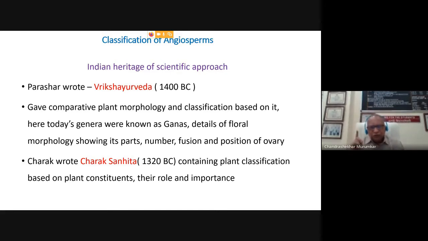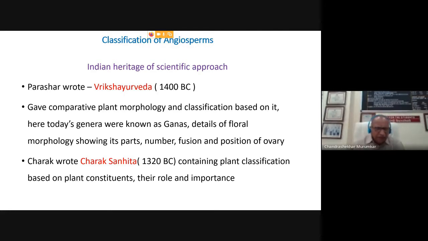He also knew about its parts, calyx, corolla, androecium, gynoecium, and accordingly he used these characters in the classification system. He knew the importance of number, so he mentioned 4 petals, 5 petals, 6 petals, stamens, and so on. He also knew about the fusion of the components, so syngamy, sympetaly, epipetalous condition, gamopetalous condition, all these characters have been mentioned. Furthermore, he knew the importance of the position of the ovary, so in his Vriksha Ayurveda he described the superior ovary and inferior ovary. That way Parashara was very interesting.